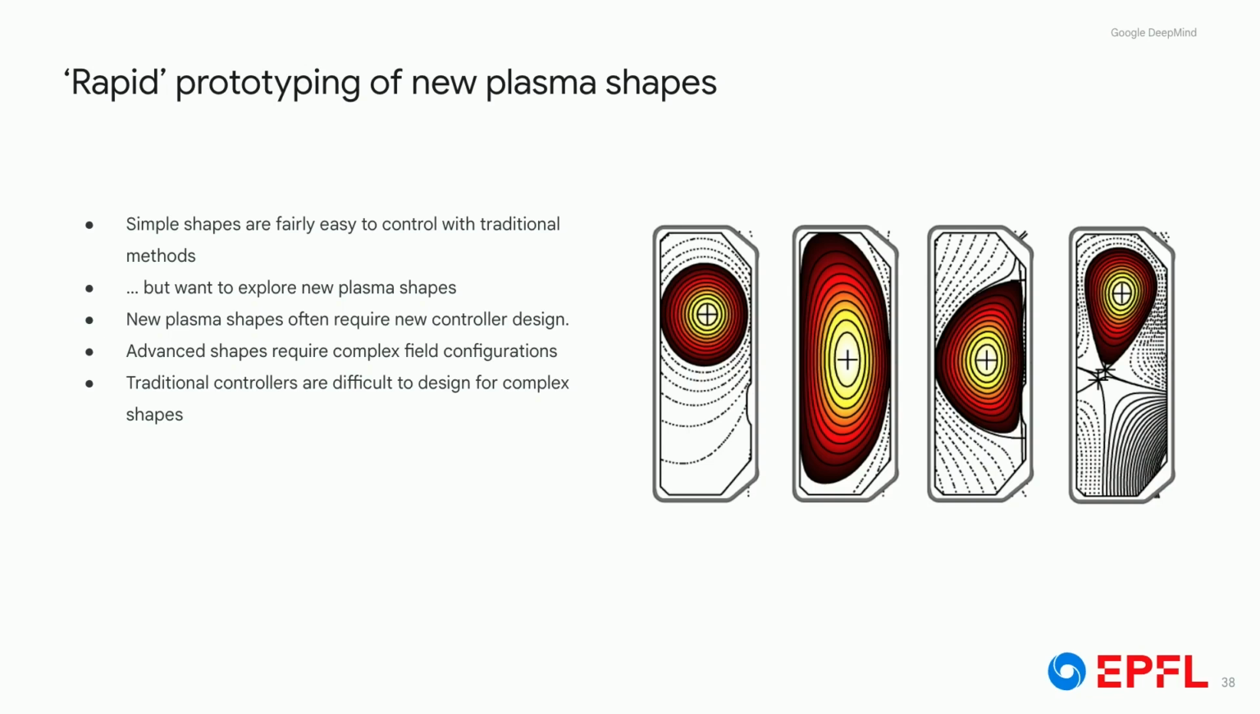Also for this, however, the more complex your field becomes, the more difficult it is to find a control, and you always have to do a new controller. It's not uncommon that it's a big part of a PhD topic to find a new shape and stabilize it, and then maybe study it a little bit. And as we said, the physicists would like to study them. The idea is, can we now use these methods to speed this up a little bit and do rapid prototyping?